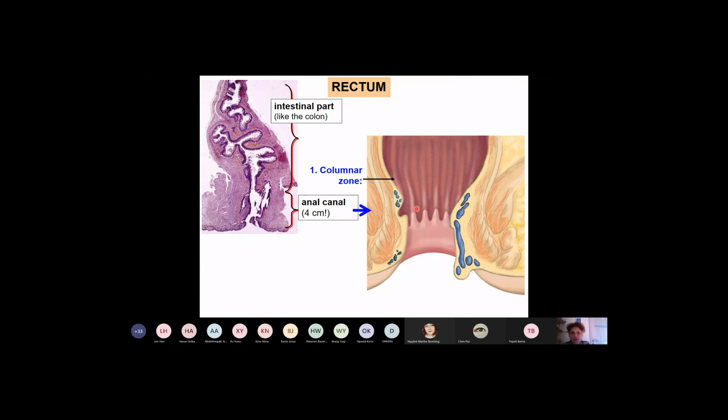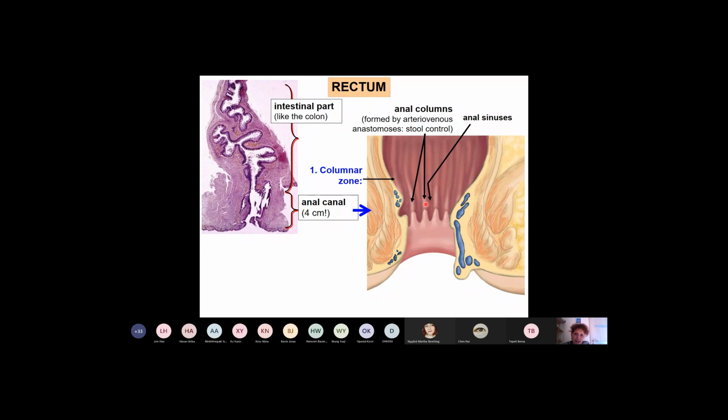The first one is called the columnar zone, because here you have longitudinally arranged columnar protrusions of the submucosa again. These are like folds, protrusions of the submucosa, but now longitudinally arranged, not circularly or semicircularly, and they are formed by arteriovenous anastomoses. The function of these folds is to keep the anus opening closed. So not only the sphincter muscles close this opening.